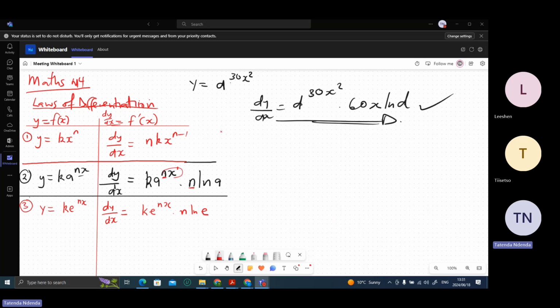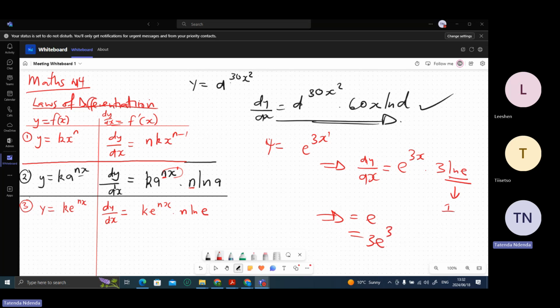So here, let's say we're having y is equals to e to the power of 3x, like this. You can see that our x is to the power 1 here, isn't it? So the fact that our x is to the power 1, we're going to have dy over dx is equivalent to e to the power of 3x multiplied by 3 ln of e. We are together there. But guys, ln of e is equivalent to what? To 1. So meaning that the full answer to this one is going to be 3e to the power of 3x.